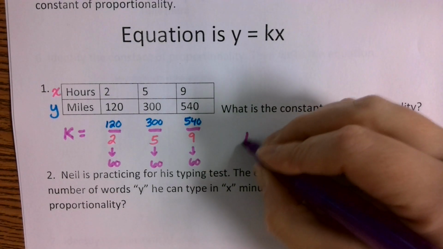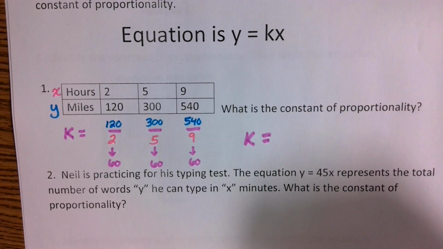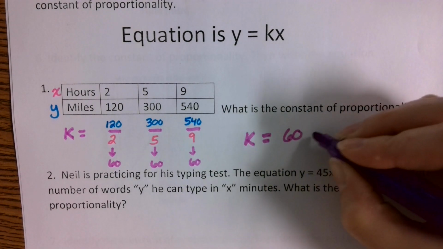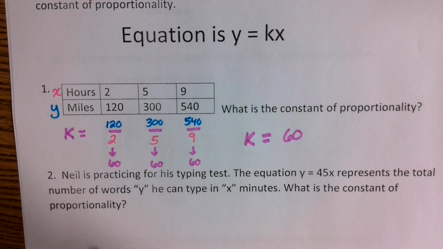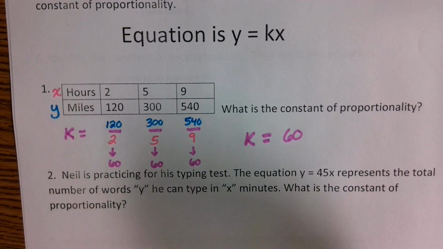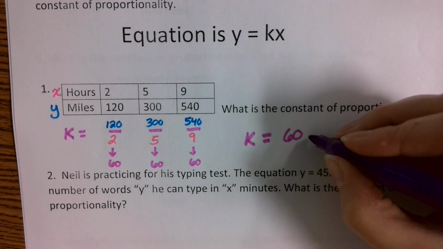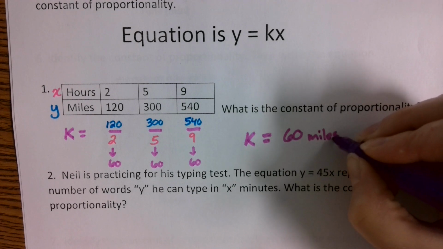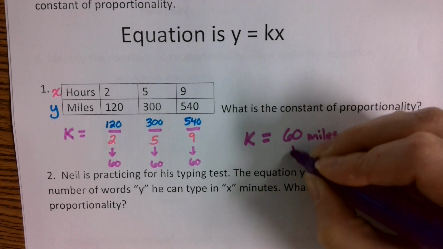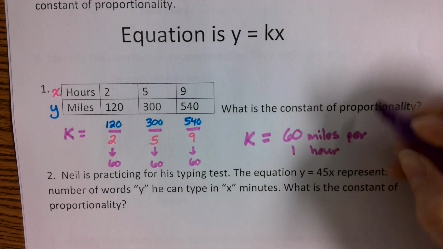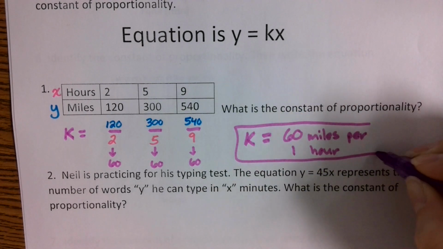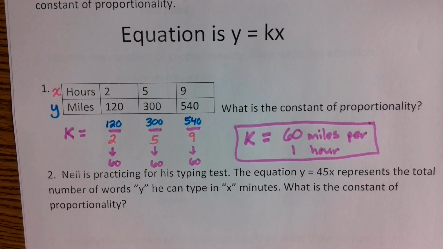Okay, so that means that our proportional relationship is 60, and then we always relate it back to the categories, the labels. It's 60 miles per 1 hour. 60 miles per 1 hour is going to be your constant of proportionality.